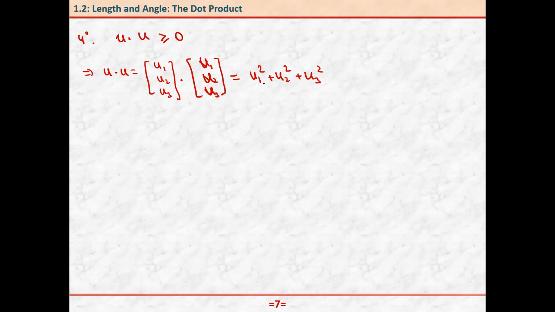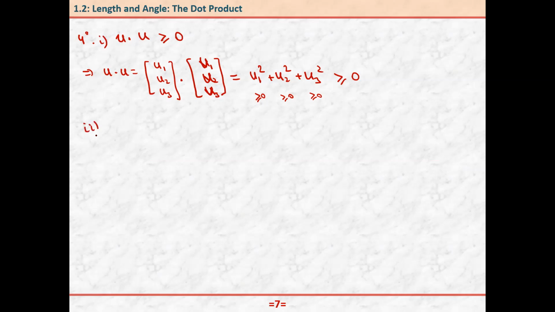And as you see here, each term is greater than or equal to 0 because u1, u2, u3 are real numbers, and we know that the square of a real number is always non-negative. Second term also, greater than or equal to 0. Third term also, that means that this sum must be greater than or equal to 0. That is the first part.